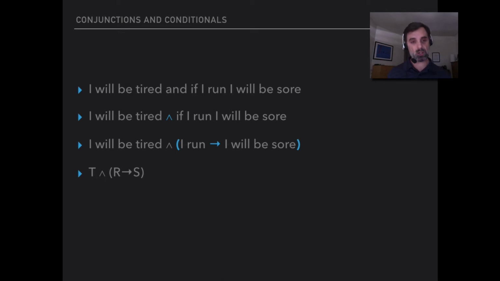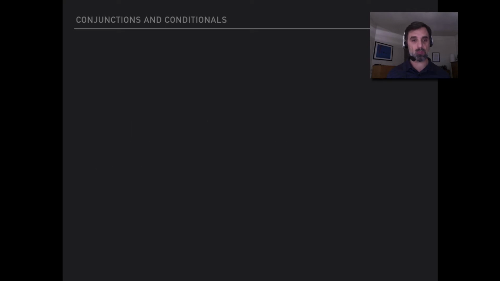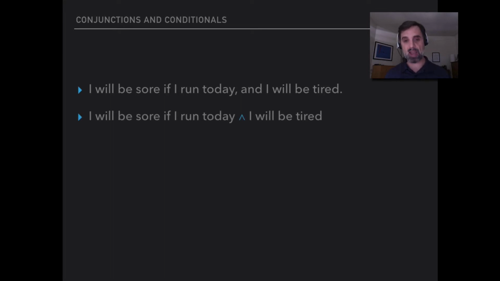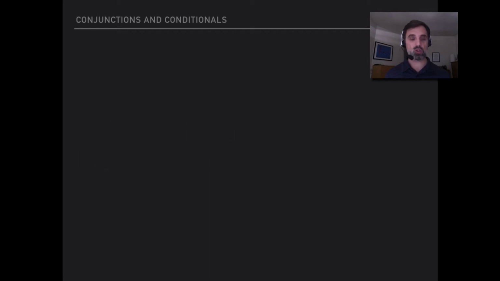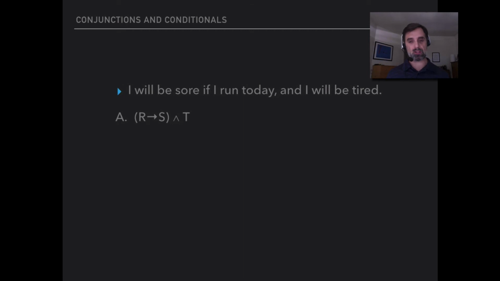Now, this conjunction, I will be tired, and if I run, I will be sore, says the same thing as I will be sore if I run today, and I will be tired. It's just saying the same thing in a different order. So again, we change the and into a conjunction sign, and then we change the I will be sore if I run today. Well, that's an if. The if is attached to I run today, so I run today goes into the antecedent. So we put I run on the left, I will be sore in the consequent. We put parentheses around to say where the antecedent and consequent end. And then we turn that into if R, then S, and T. So I'll be sore if I run today, and I will be tired.